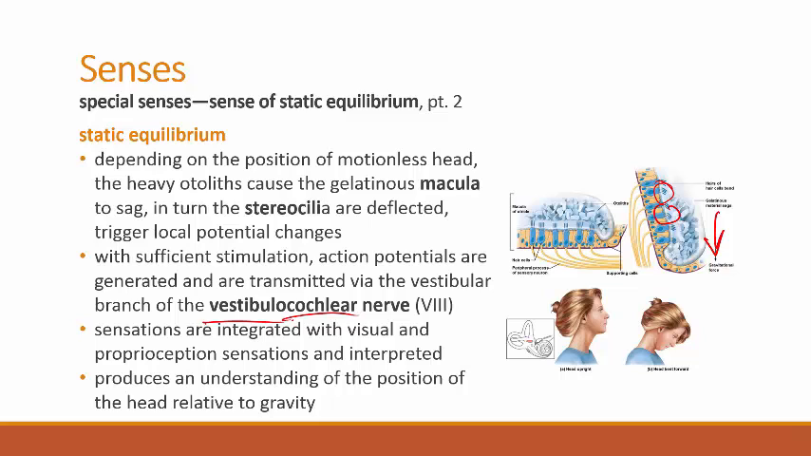So if we were to take our nice lady and hang her by her toes, so we take the toes and drag them upward, and now her head is hanging downward, what we'd see is the macula here would slump in the opposite direction. And she would also be getting visual cues telling her that she's looking at people's feet now rather than their heads. And she would be getting proprioception cues that would be giving her information as well. And all of that would then be translated into an understanding of, again, the head's position relative to gravity.